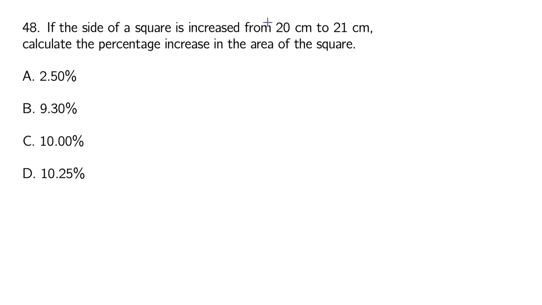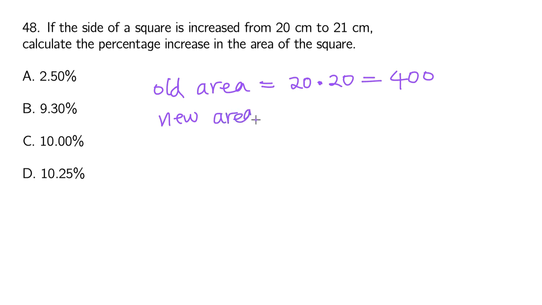So the old area, when the side is 20, is 20 by 20, which is 400 square centimeters. Now we have the new area. Now we've increased the side to 21. So 21 by 21, you can punch this into your calculator. 21 times 21 is 441. So this is the new area.